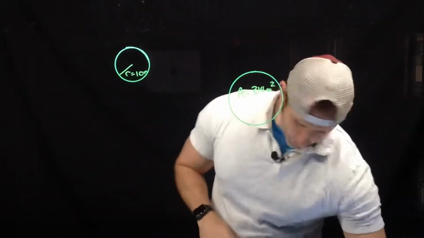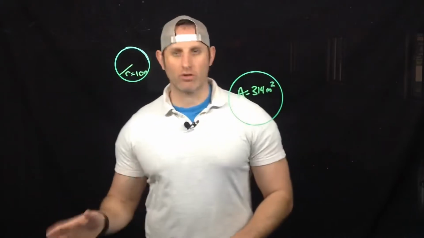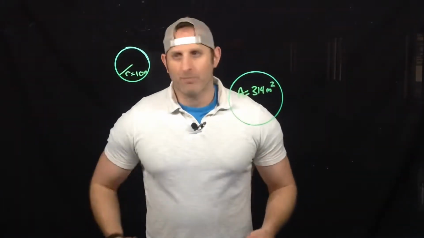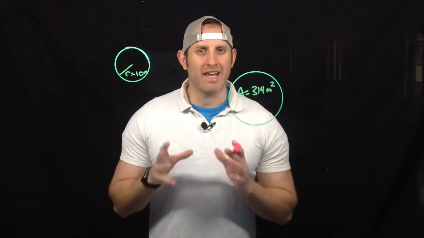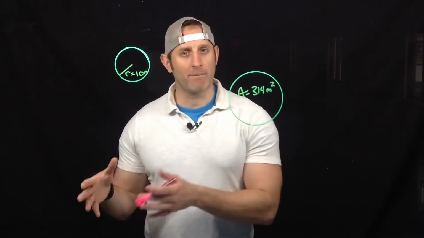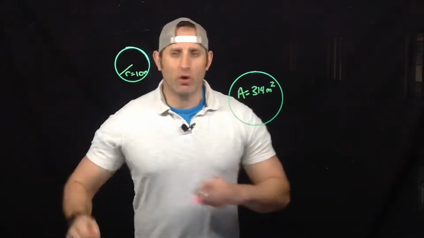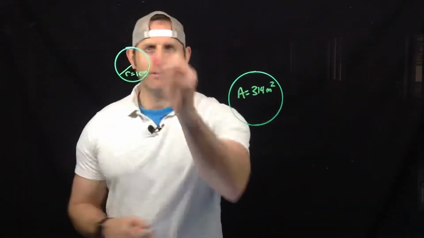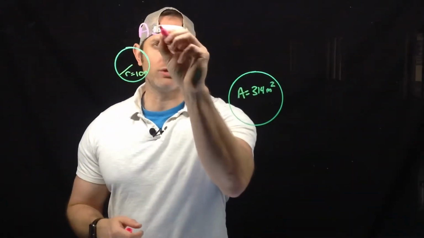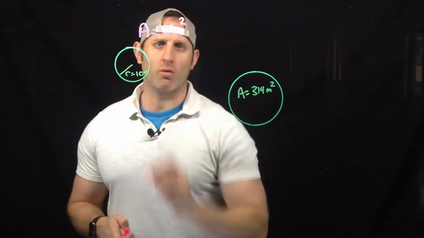And here we go. So what you need to remember when we are working with area of circles is that it's formulaic. Formulaic means that we are simply taking a number and putting that number into a placeholder. So the formula for area is equal to pi r squared.